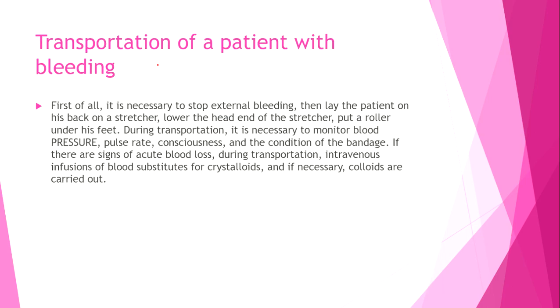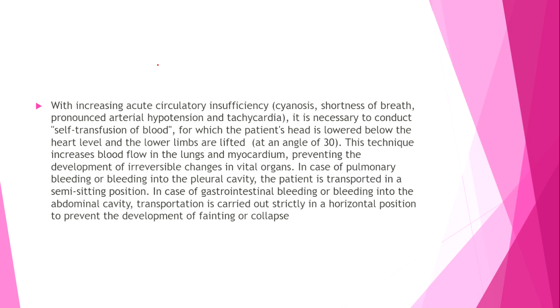Transportation of a patient with bleeding. First of all, it is necessary to stop external bleeding. Then lay the patient on his back on a stretcher, lower the head end of the stretcher, put a roller under his feet. During transportation, it is necessary to monitor blood pressure, pulse rate, consciousness and the condition of the bandage. If there are signs of acute blood loss during transportation, intravenous infusions of blood substitutes, crystalloids and, if necessary, colloids are carried out.